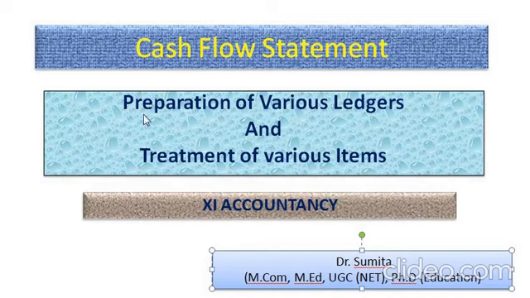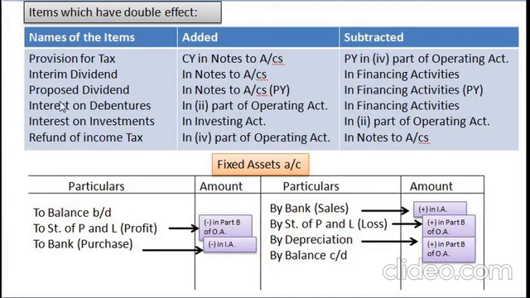Hello everyone. In this video, I'm going to discuss preparation of various ledgers and treatment of various items in cash flow statement. Now I'm going to discuss the items which have double effect in cash flow statement. So here are those items. First is provision for tax.